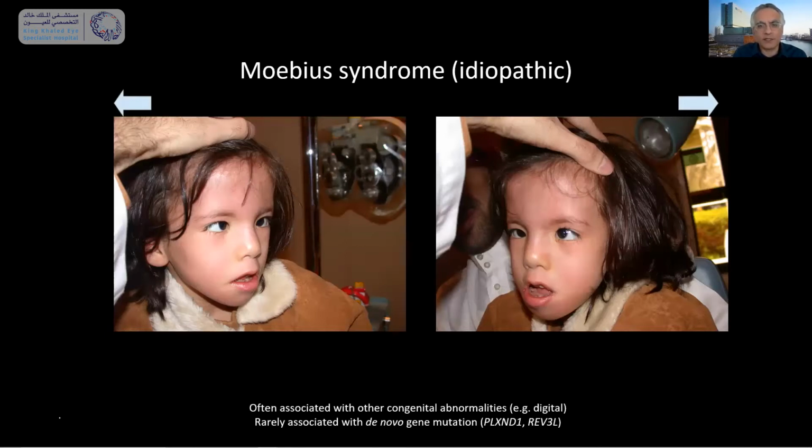Very, very rarely there are some genes that have been associated with Moebius syndrome, but that's the exception. The rule is it's idiopathic, and it's often associated with other congenital abnormalities as well.